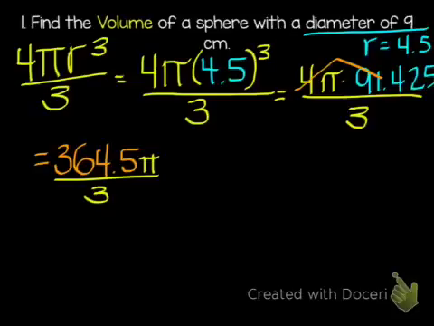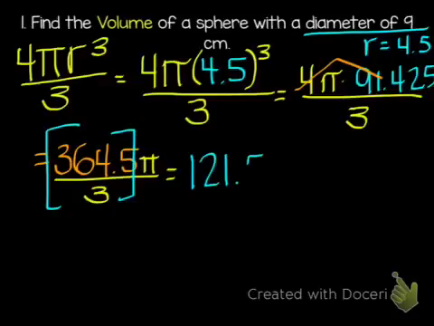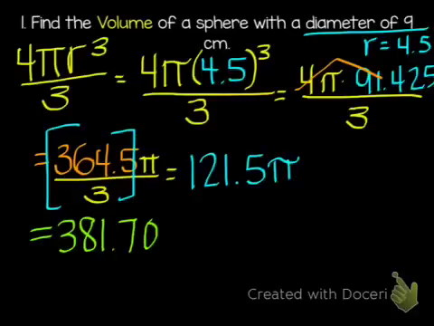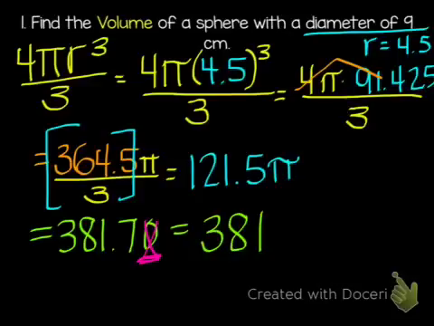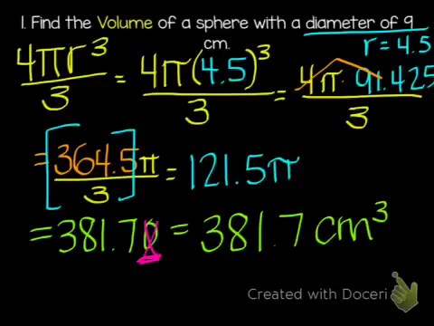Now if we divide 364.5 by 3, we get 121.5 times pi. So now you go to your calculator for your pi button. 121.5 times pi gives us a decimal answer of 381.70. You can tell by this that a 0 is not going to cause the 7 to go up, so it's just going to be 381.7, and we are in centimeters doing volume, which is to the third power.